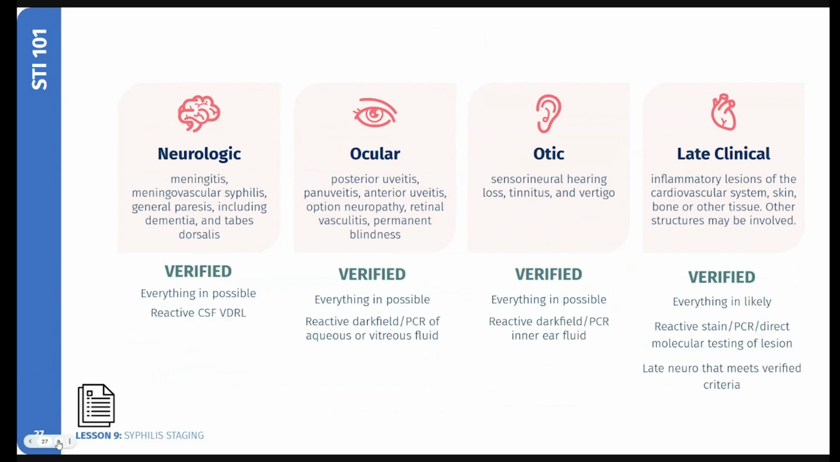For verified, you need to meet the possible definition, and for neuro, you need a reactive CSF VDRL. For ocular, you need a reactive dark field or PCR of vitreous fluid. For otic, you need a reactive dark field or PCR of the inner ear fluid. And for late clinical, you need demonstration of syphilis late lesions by special stains, PCR, or equivalent direct molecular methods, or a late neurosyphilis case that meets the verified criteria as outlined in this slide.